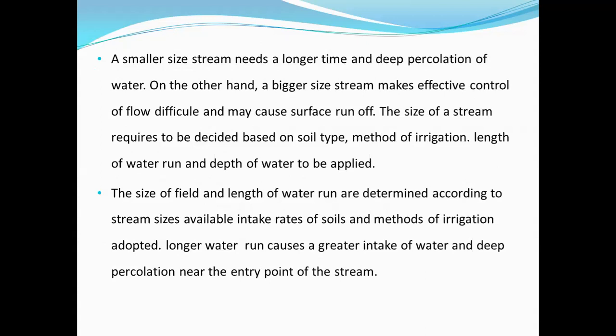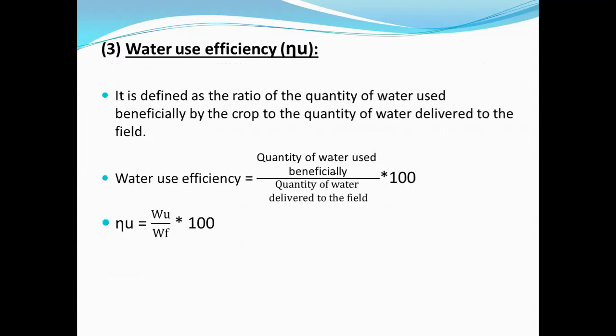The size of field and length of water run are determined according to the stream sizes available, intake rates of soil, and methods of irrigation adopted. A long water run causes a greater intake of water and deep percolation near the entry point of the stream, right? Our next efficiency is water use efficiency, which is denoted by eta u.